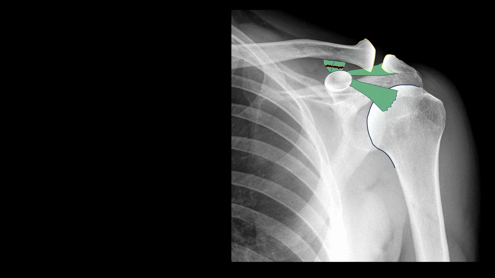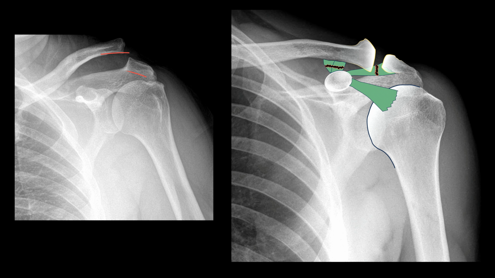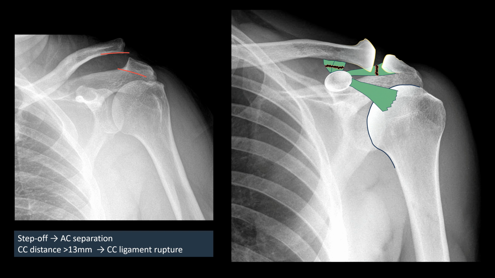If there is any tear in the coracoclavicular or the coracoacromial ligament, there will be a step in the line joining the inferior surfaces, and this will suggest acromioclavicular separation. Also, the distance between the clavicle and the coracoid process should not exceed 13 millimeters. If it is more than this, it suggests the rupture of the coracoclavicular ligament.